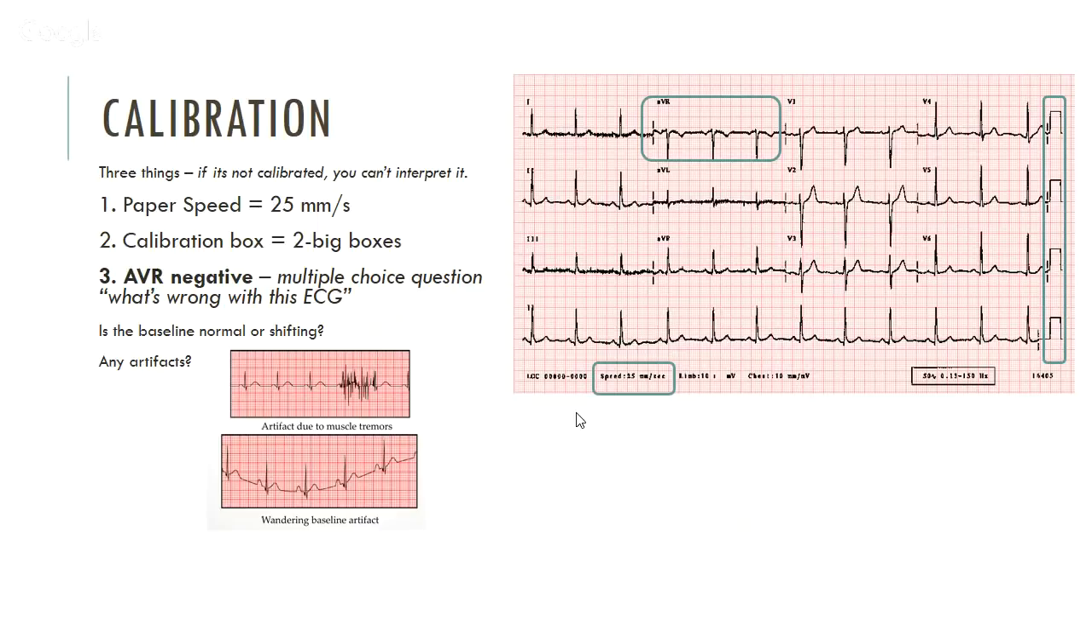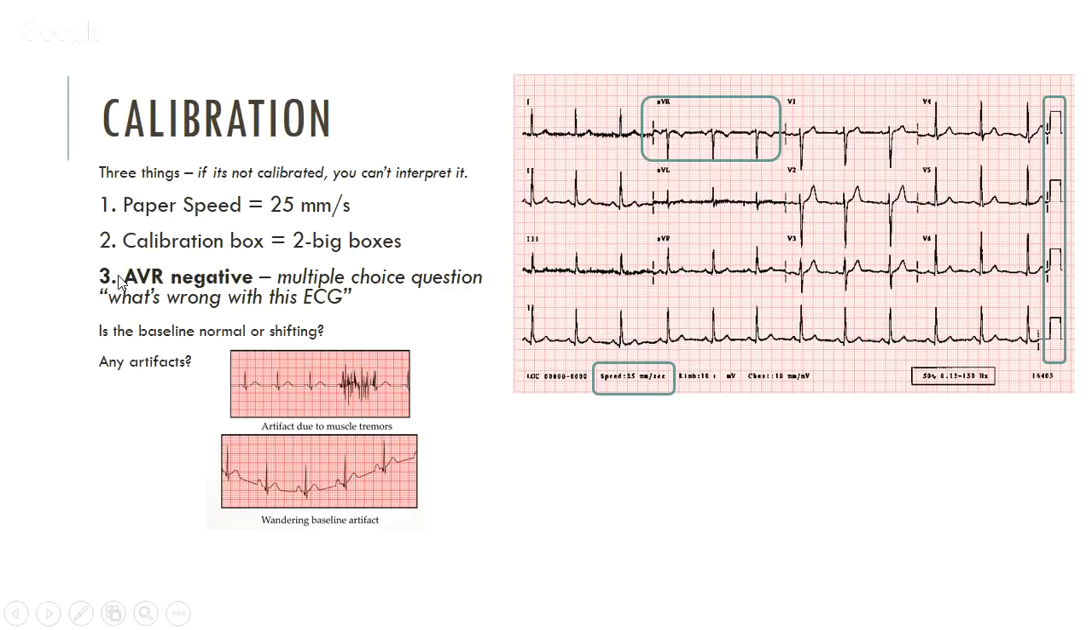So calibration. There are 3 things you look for. Otherwise, you can't really interpret the ECG properly. You have to look at the paper speed, which is always at the bottom. Look at the calibration box, which is 2 big boxes on the side. And AVR is negative. You also have to look at whether the baseline is stable or the patient is moving and there are too many artifacts, because then it would be too difficult to interpret. And I guess there are 2 main differentials if the AVR isn't negative.